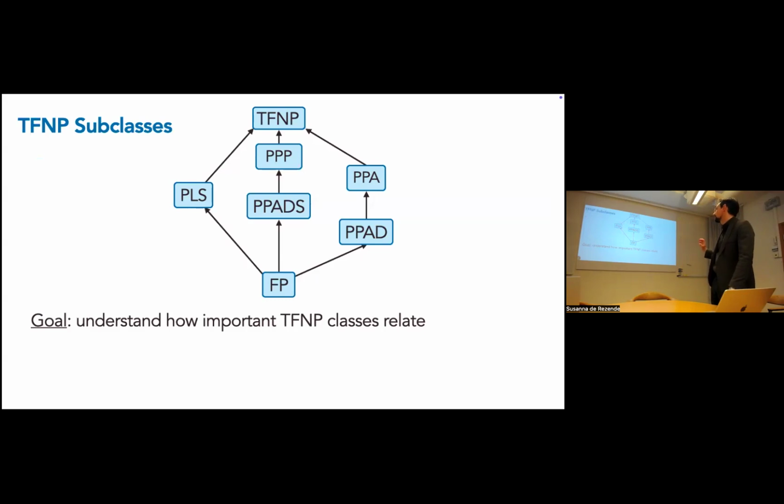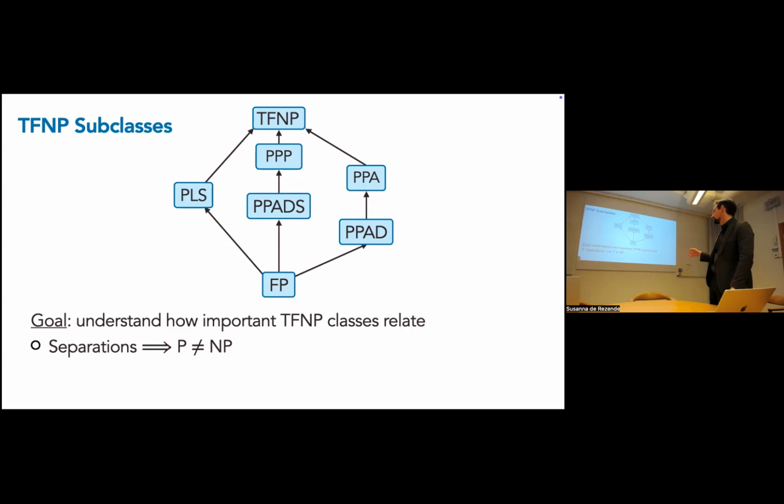Okay, so these are kind of the main TFNP subclasses. You've seen PLS and PPP. There's a few other ones. And the goal is to understand how these classes relate. Just like in standard complexity, we have a bunch of classes, and we want to understand what their structure is.